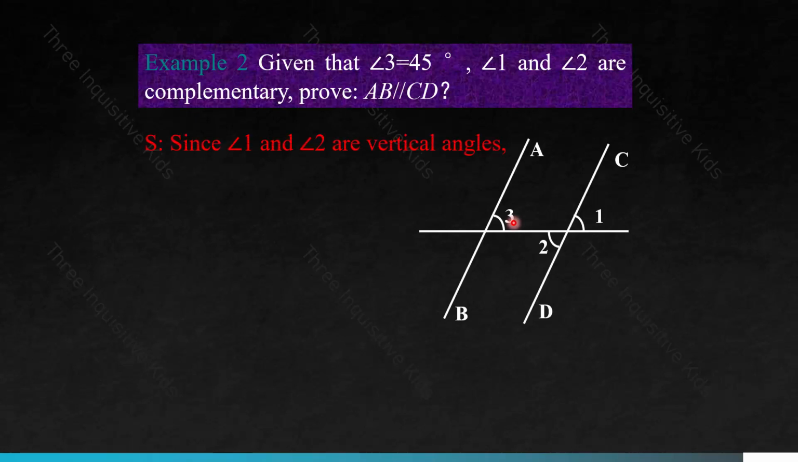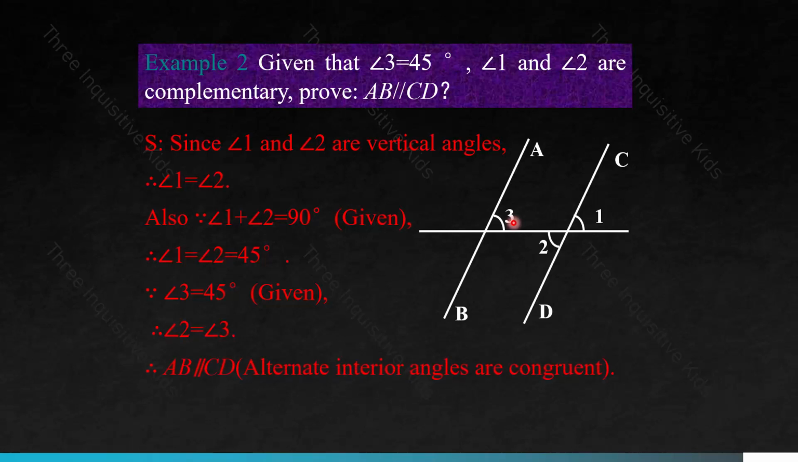So here is the solution. Since angles 1 and 2 are vertical angles, we know that they are equal to each other. Also, because angle 1 plus angle 2 is equal to 90 degrees, which is given, we know that angle 1 is equal to angle 2, which is 45 degrees. Because angle 3 is equal to 45 degrees, given, we know that angle 2 is equal to angle 3. Therefore, AB is parallel to CD, because since we know angles 2 and 3 are congruent and that they are alternate interior angles, AB is parallel to CD.